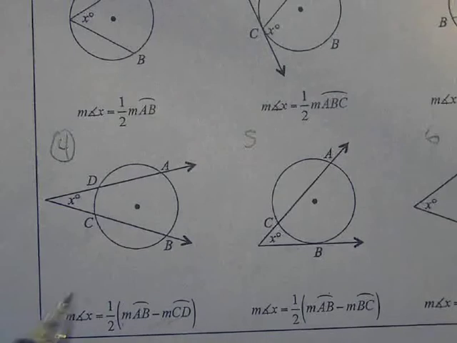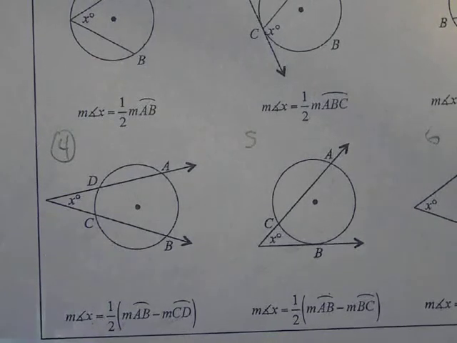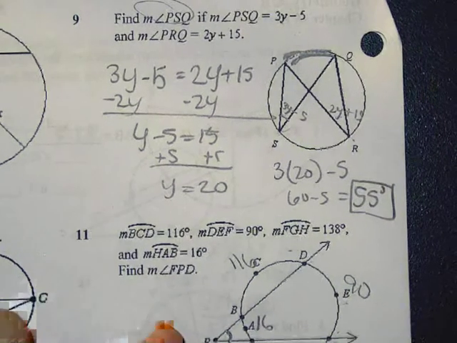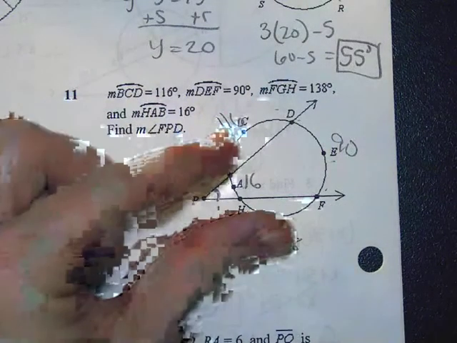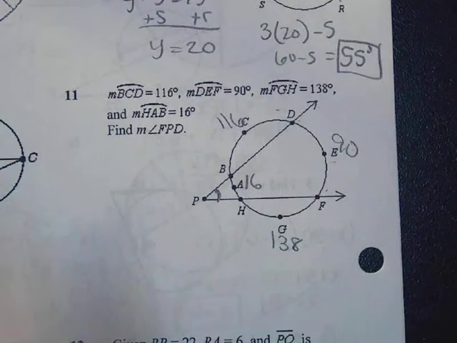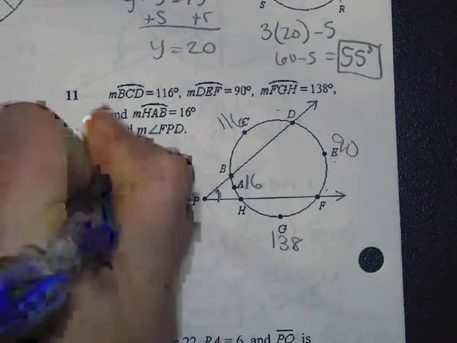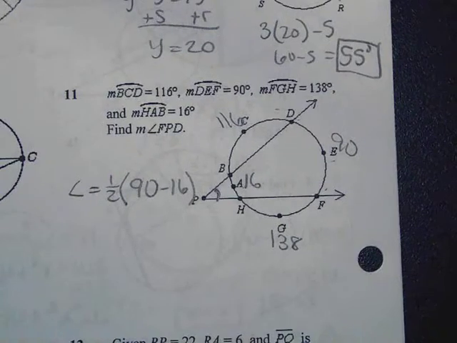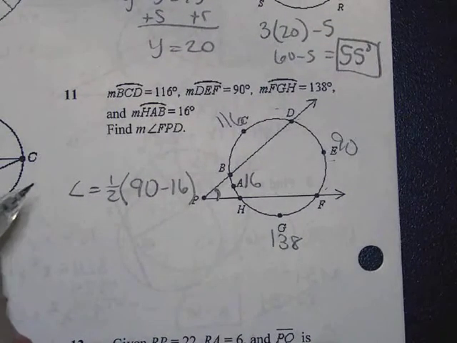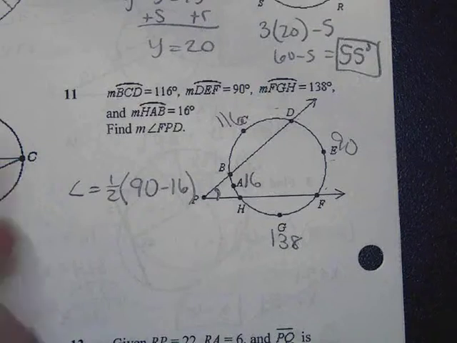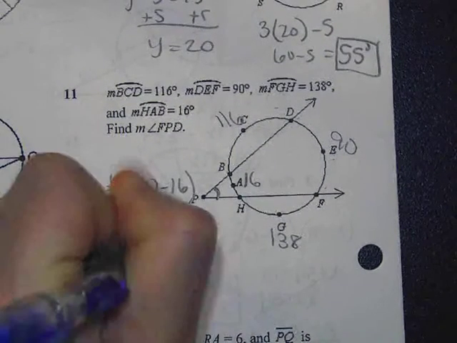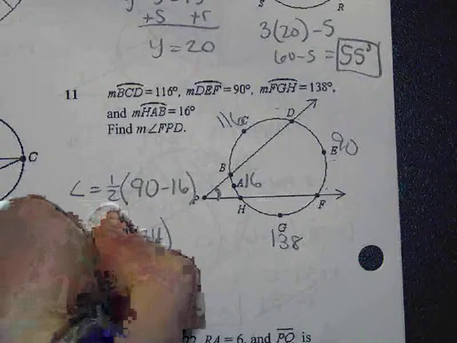Call that number 4. And it wants us to say that the angle is equal to half of the big arc minus the little. And it's always the arcs between your angle, so which arcs my angle eats. So the bigger arc that is between my angle is the 90. The little arc that's between my angle is the 16. So I want my angle to equal half of the big minus the little, so 90 minus 16. 90 minus 16 is 74, so I want half of 74, which is 37 degrees.